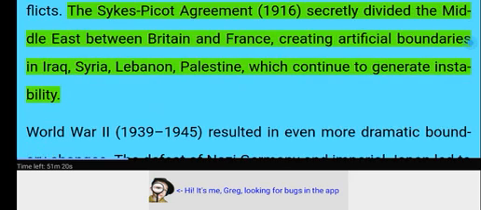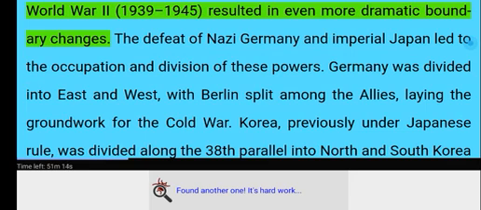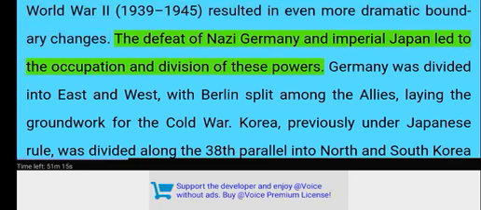The Sykes-Picot Agreement 1916 secretly divided the Middle East between Britain and France, creating artificial boundaries in Iraq, Syria, Lebanon, Palestine, which continue to generate instability. World War II 1939-1945 resulted in even more dramatic boundary changes. The defeat of Nazi Germany and Imperial Japan led to the occupation and division of these powers.